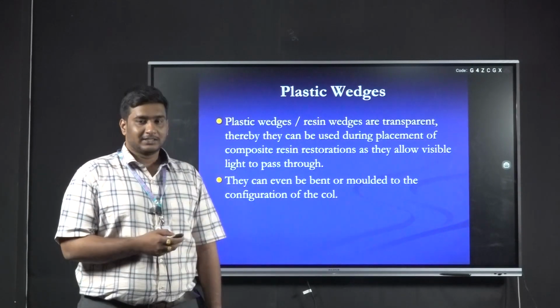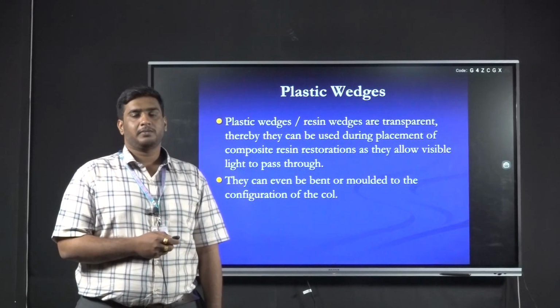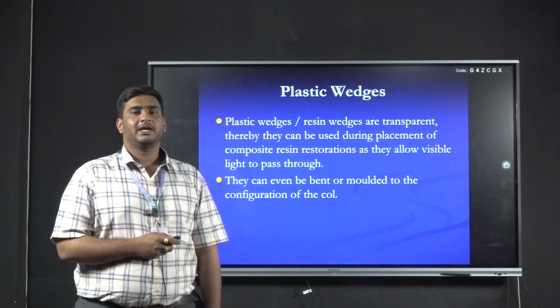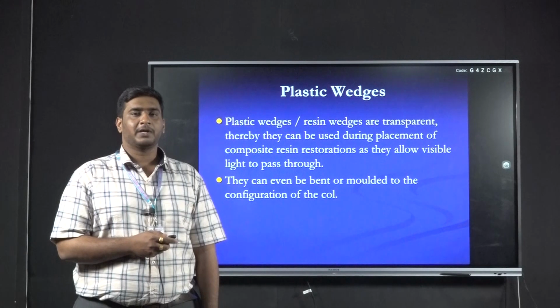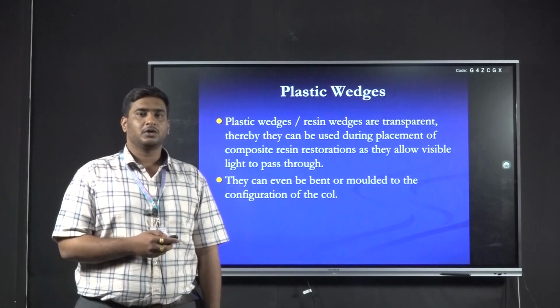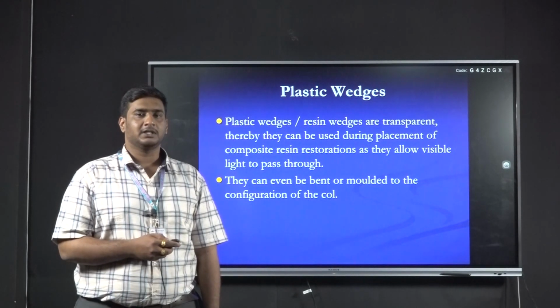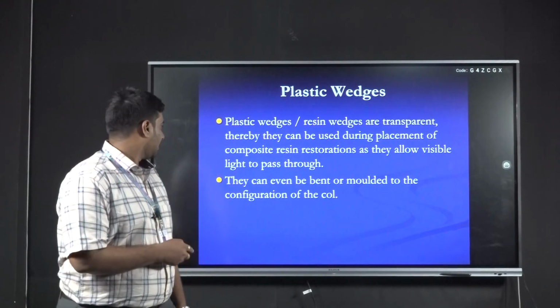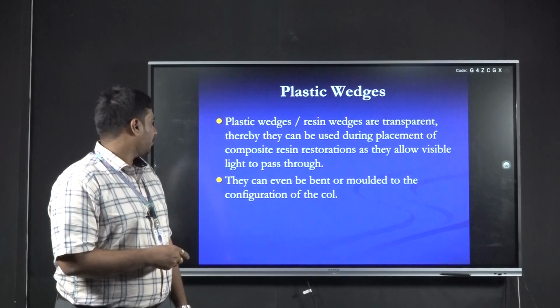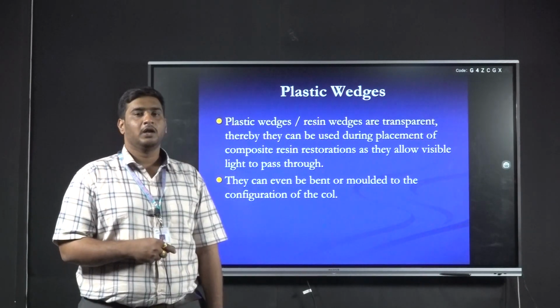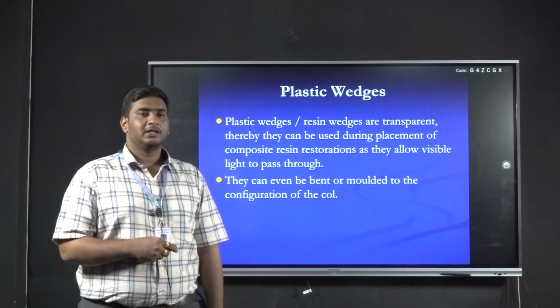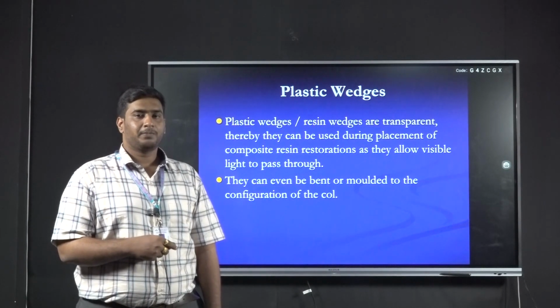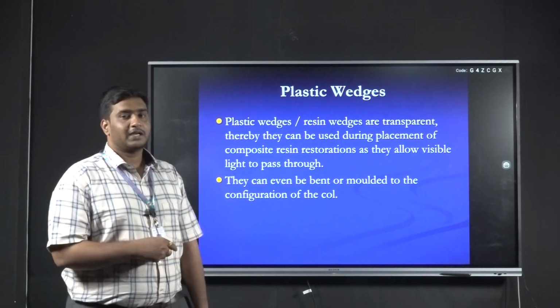So plastic wedges are the wedges which are made up of plastic. These are mostly advantageous when we are doing composite restorations, because light can be transmitted through these wedges, so there will be proper polymerization of the composite resin. So in these cases, when we are using composite resin as a restorative material, plastic wedges are most commonly preferred, and they can even be bent or molded to the configuration of the cavity. Unlike wooden wedges, these can be molded to the configuration of the cavity.